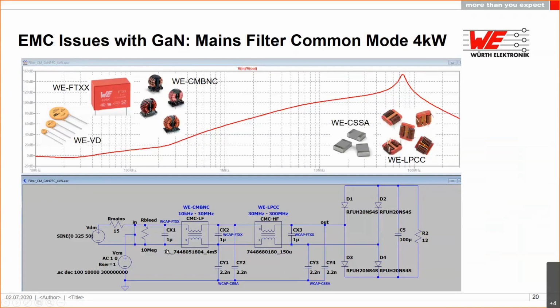You see the schematic down here. We made here a common mode simulation. Common mode means in this case we have an LC filter which is formed from the Y capacitors and the common mode choke, and another Y capacitors and common mode choke. With this combination, we effectively achieve a very broadband filter.